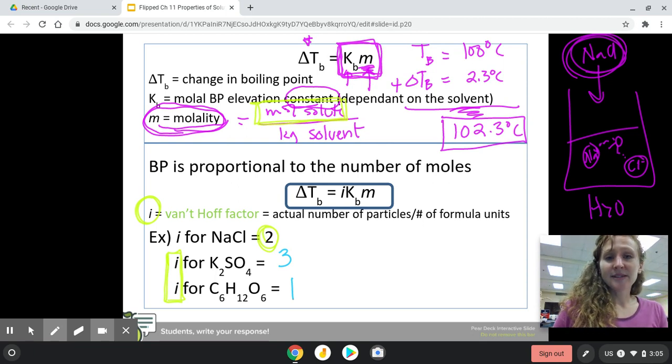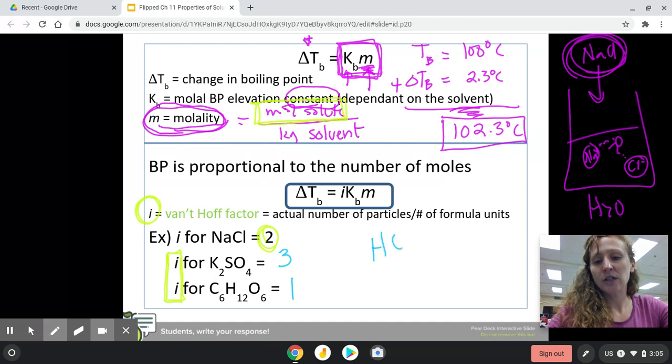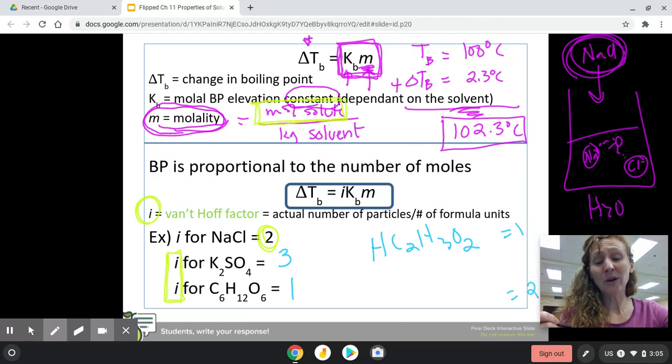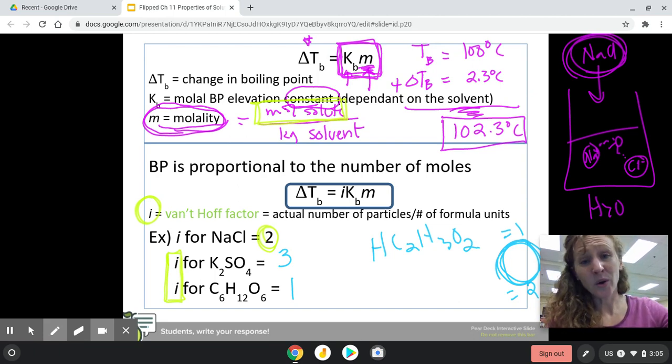Ionic compounds, soluble ionic compounds, will just be the number of ions that are in them. Now, there are a couple tricky ones, like sodium acetate, for example, or acetic acid. Remember, acetic acid is a weak acid, HC2H3O2. If it didn't break up at all, it'd be a 1. If it broke up completely, it'd be a 2. We know it breaks up slightly, and so the van 't Hoff factor for this is somewhere in the middle. It's like 1.1 or 1.2.